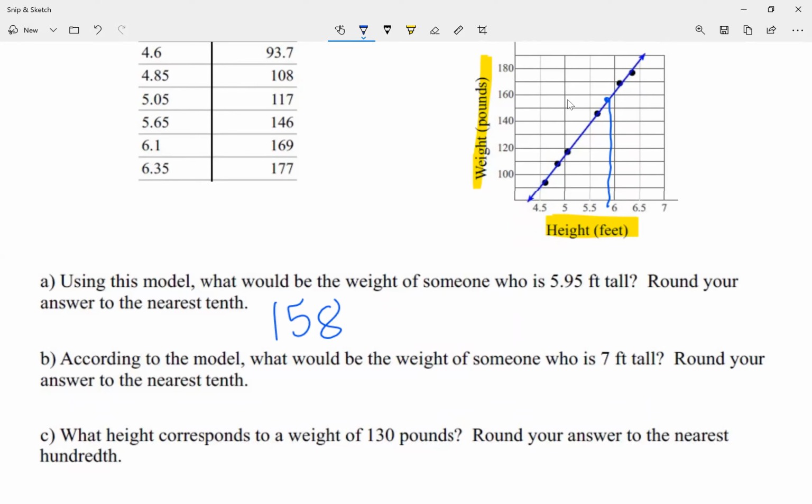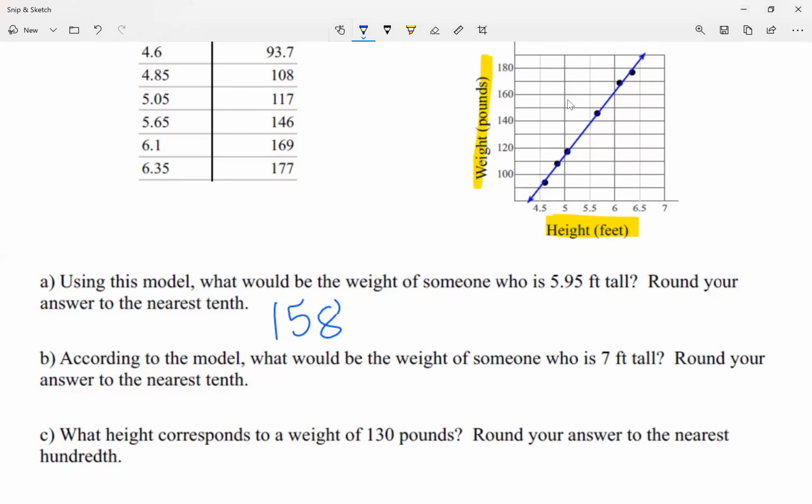I see it about 158. Again, there's not an exact answer. I'm going to accept a range. Some of you might say, that looks like 157. Yeah, that's correct as well. I want us to make sure we know how to read the graphs. Let's take a look at question B. Let me erase my work from here. According to the model, so again, I'm basing everything on the graph here. What will be the weight of someone who is 7 feet tall?